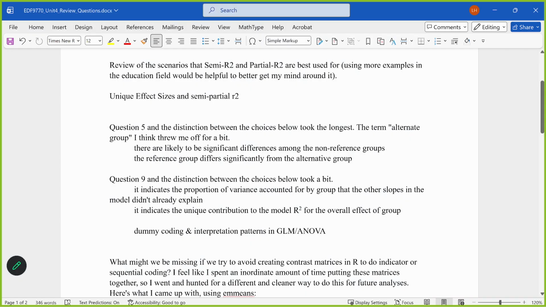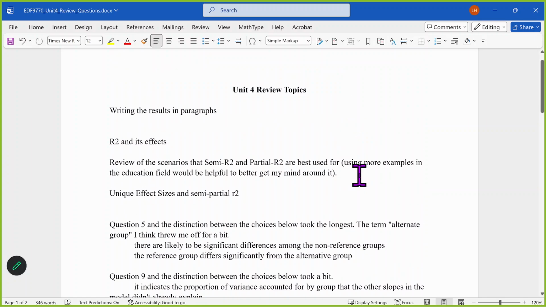All right, let me get back to my list here. Okay, so are we good for now with partial and semi-partial? As good as it's going to get for today? Maybe not done, but just done enough. Okay, we'll keep working on it.